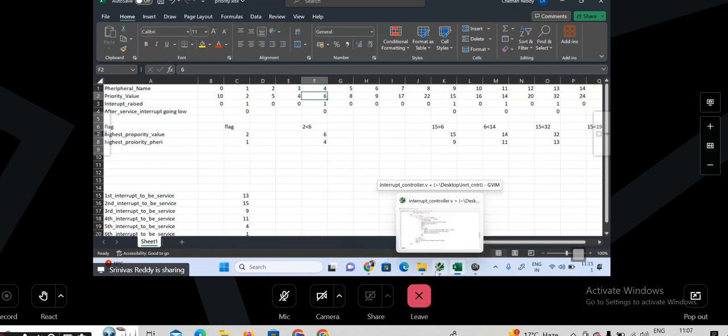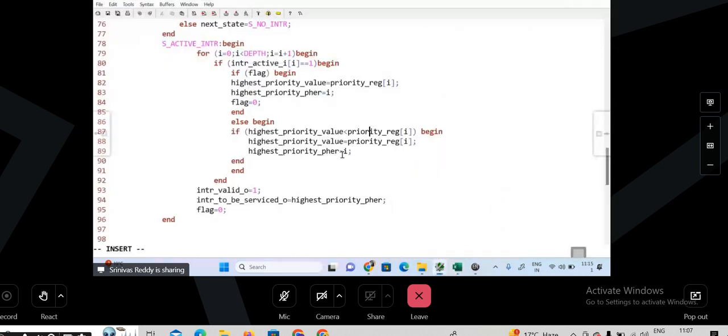Once the interrupt is raised here, now the flag is equal to 1. After service, the interrupt goes to 0. Are you understanding? Service completed. Once the service is completed, the flag becomes 0. Now after service, the interrupt goes low.